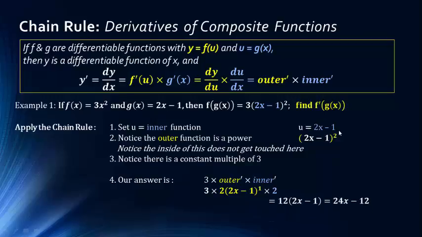And so we get 24x minus 12. And if you page back a slide, or I guess you can't page back, what am I saying? If you rewind, or if you remember, this is the exact same thing we got when we multiplied this out. So we've done it two different ways. All right, so let's try some more.